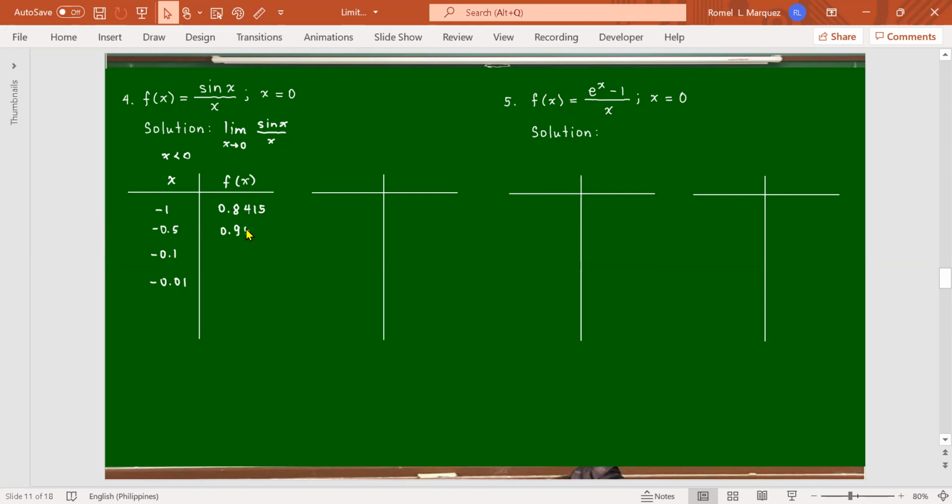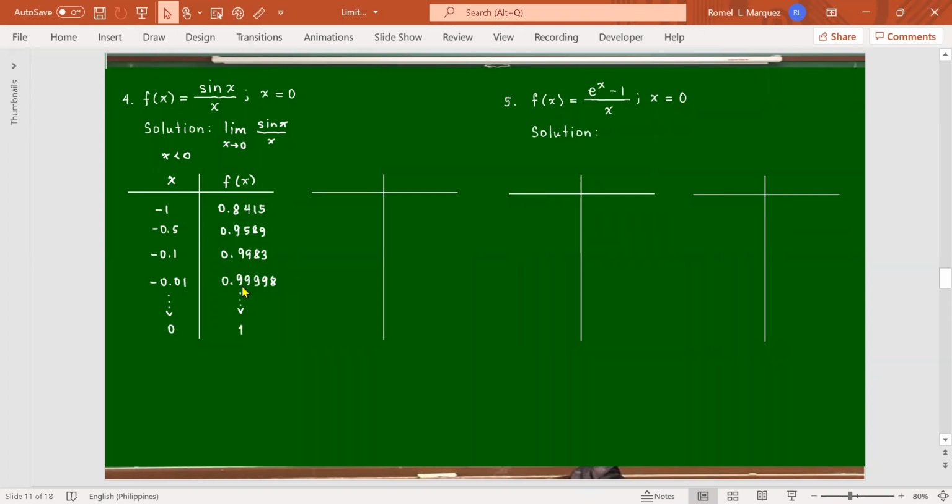0.9589. Check my values, guys. And then when x is negative 0.1, we have 0.9983. When x is negative 0.01, we have 0.99998. Okay? What do you think is happening as x gets closer to 0 from the left of 0? What is happening to the values of f of x, guys? What do you think? Getting closer to what, guys?